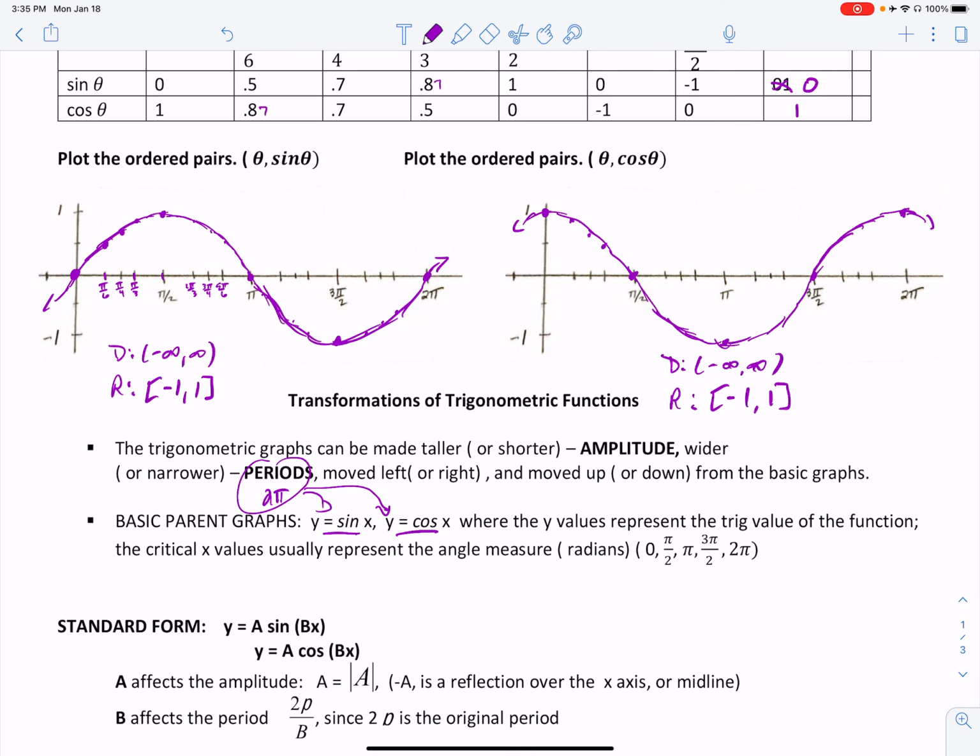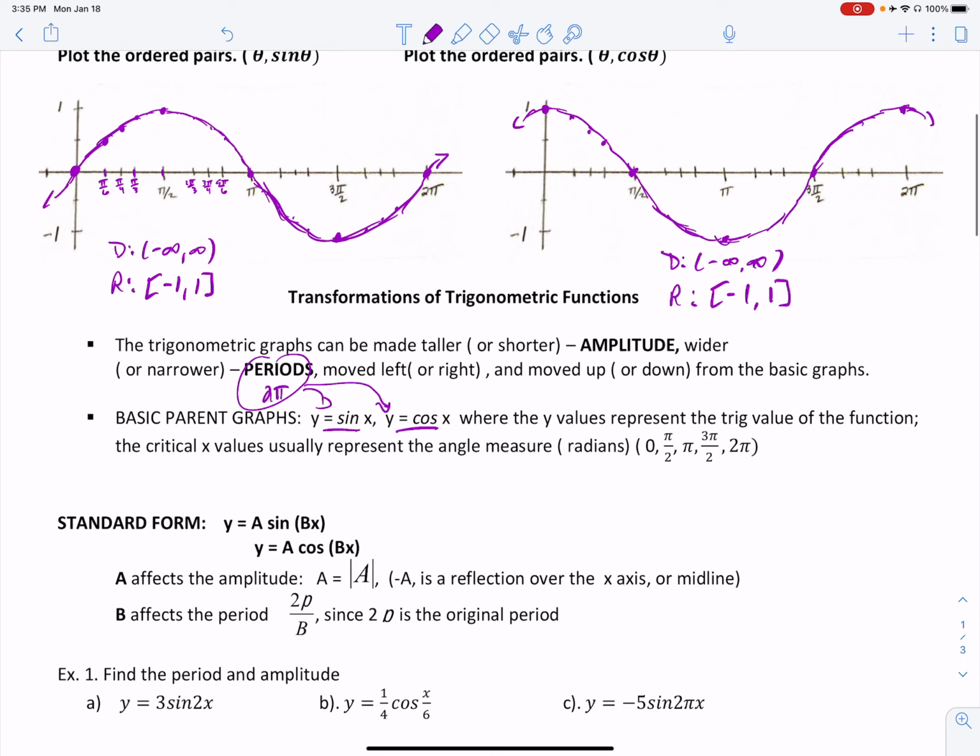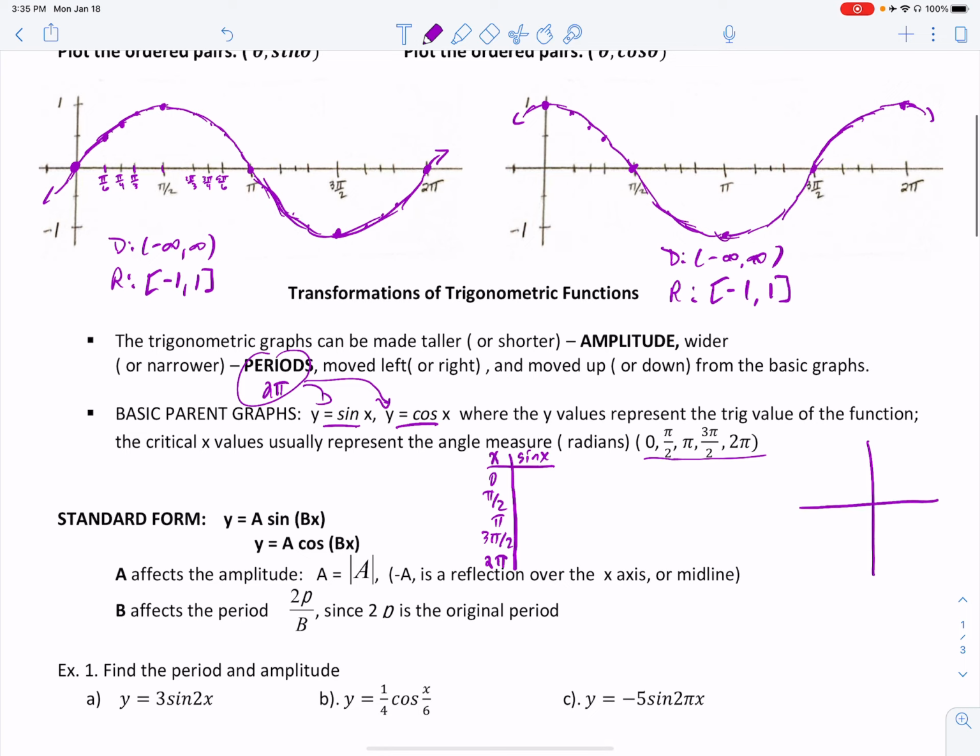So the basic parent graphs, we're going to be using x and sine of x. And what we mean by use the values at these angles, if I just look at plotting the points for 0, pi halves, pi, 3 pi halves, and 2 pi, if I think about the unit circle, and I think about the points on this: (1, 0), (0, 1), (-1, 0), and (0, -1).